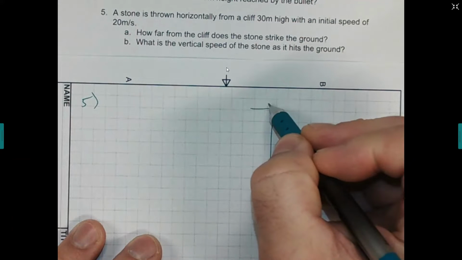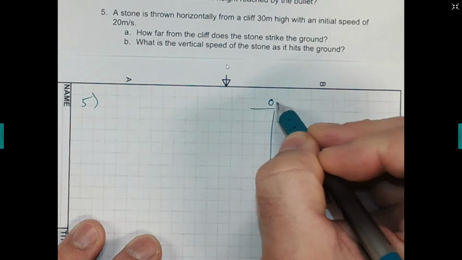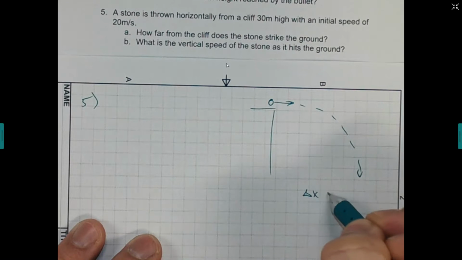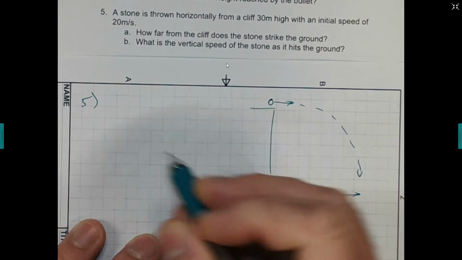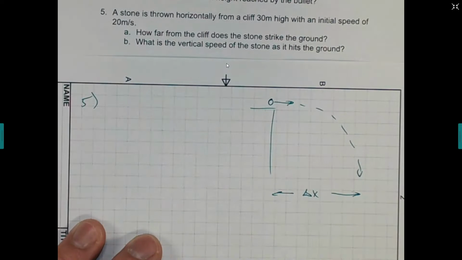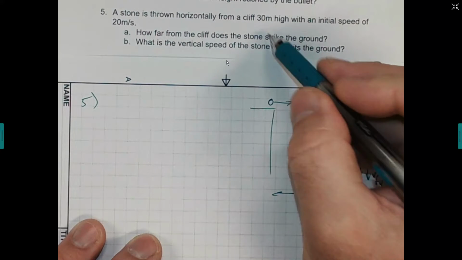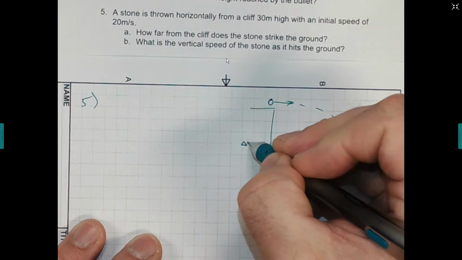We've got this cliff. We have the stone here being thrown horizontally. We want to find how far from the cliff. That's that thing. And then what is its vertical speed? So we want the final velocity in the y direction. Those are my two unknowns. We know the cliff is 30 meters high.